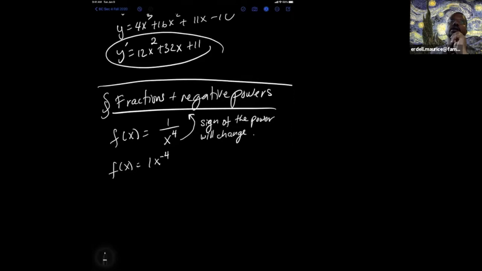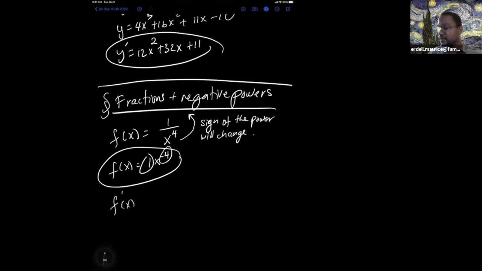The point of doing this is that it is now in a format where I can apply the power rule. Remember, this whole section is about when I cannot apply the power rule, what must I do to get into position to apply it? So now I can find the derivative. 1 times negative 4 is negative 4. Then I reduce the power by 1. Negative 4 minus 1 is negative 5. Right? Someone owes you $4 and they borrow another $1. They now owe you 5.